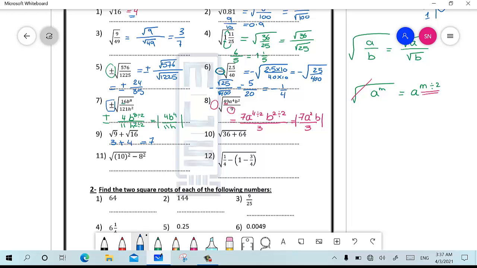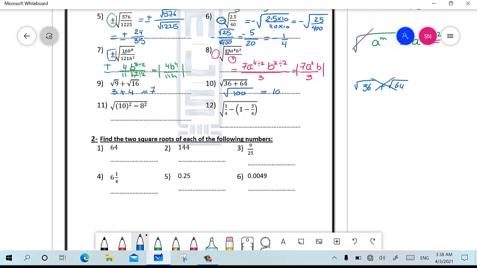In number 10, I want to find the square root of 36 plus 64. We cannot go and find, for example, the square root of 36 alone plus the square root of 64 alone and add them together. This is completely wrong. The first thing we do is we go and add the numbers under the square root first. So this is going to be the square root of 100. 36 plus 64 is equal to 100. And I know that 100 is 10 by 10, so the square root of 100 is equal to 10.